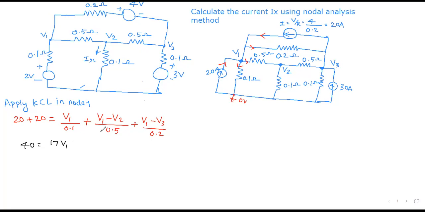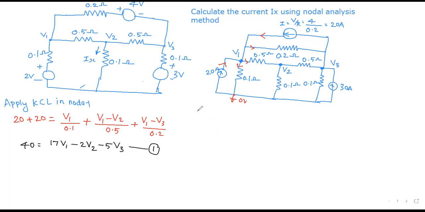I have skipped some steps. These are basic mathematical steps, so you have to do all the steps. You will get a voltage equation like this: 40 equals 17 V1 minus 2 V2 minus 5 V3, that is equation number 1. Is it clear? So we take V1 outside, V1 into 1 by 0.1 plus 1 by 0.5 plus 1 by 0.2. By taking the LCM and everything, you will get the final equation as 40 equals 17 V1 minus 2 V2 minus 5 V3.